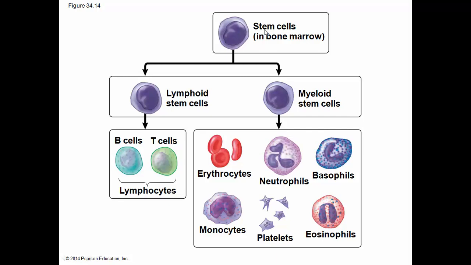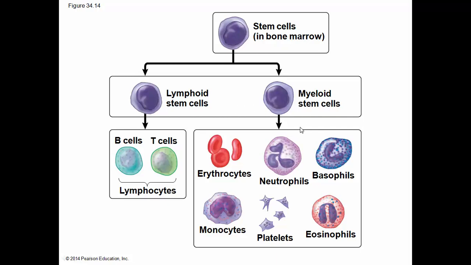But these are stem cells. In the bone marrow, they can become different kinds of blood cells. They can become B cells or T cells. These are lymphocytes. These are macrophages. They will run around and gobble up the viruses and bacteria in your blood system.